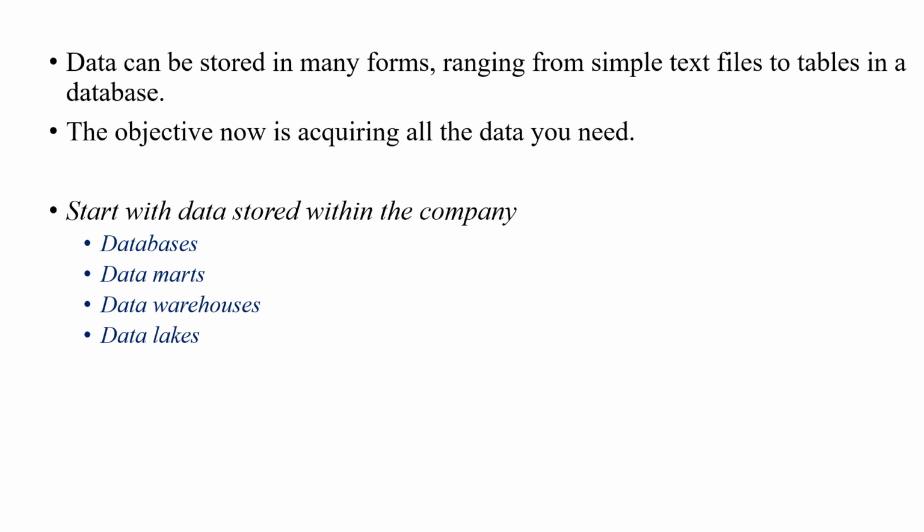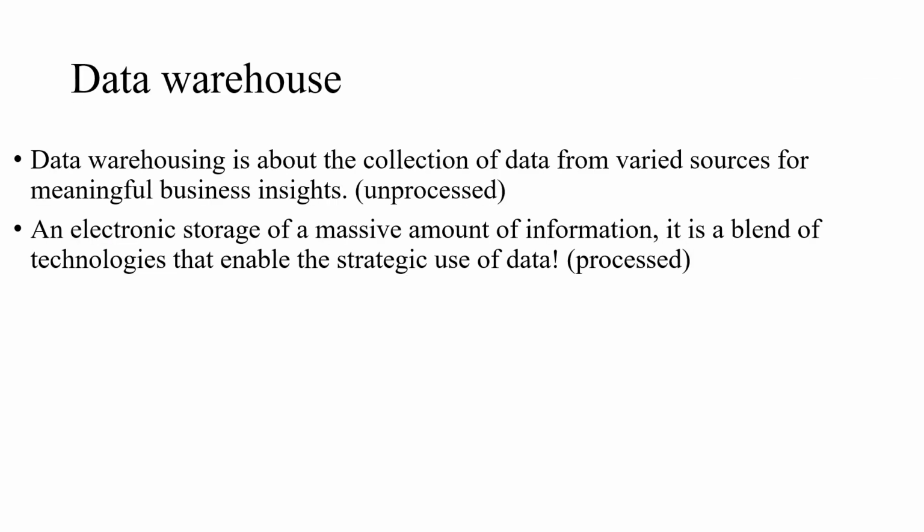So these are the data storages. First, database we all know. The next one is data marts, data warehouses, and data lakes. So these are the storage devices in which we can store the data. Okay, first one is data warehouse. Data warehousing is about the collection of data from varied sources. So first we have to collect the unprocessed data. Okay, and then we have electronic storage of massive amount of information, and it is a blend of technologies that enable the strategic use of data. Then once it enters into the warehouse, first we collect these data, and that data is converted into a processed one. So that is data warehouse.